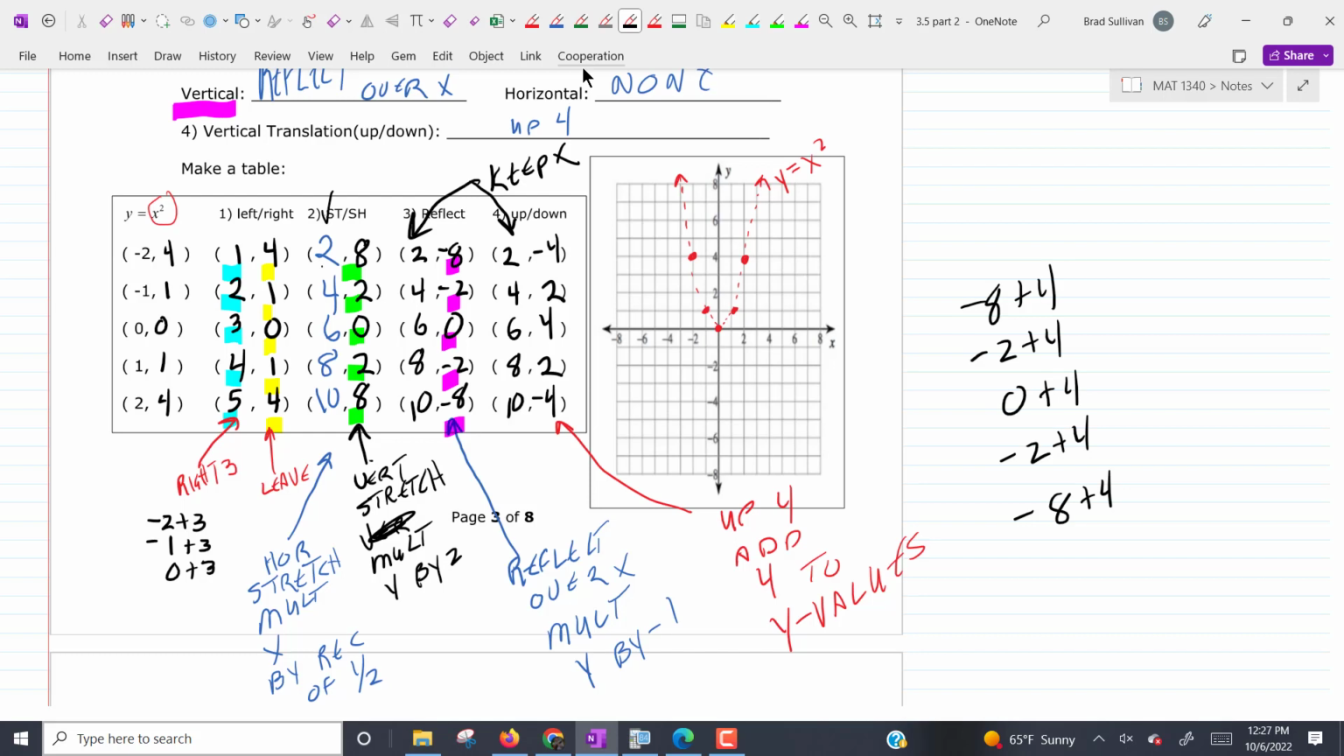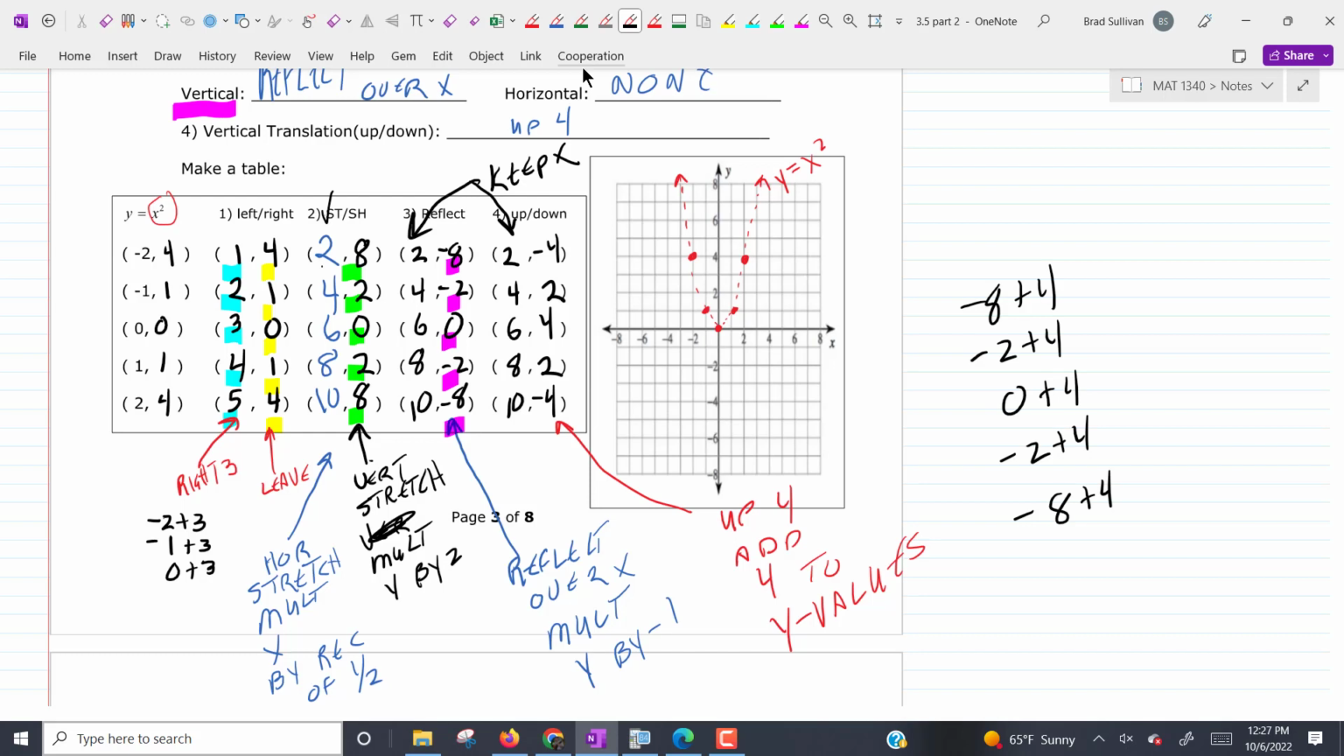If you look at left, right, here are the original points. If I made this go right 3, what did I do? I made these x's get bigger by 3: 2 plus 3, 1 plus 3, and so forth. That's step 1, to do the left, right.